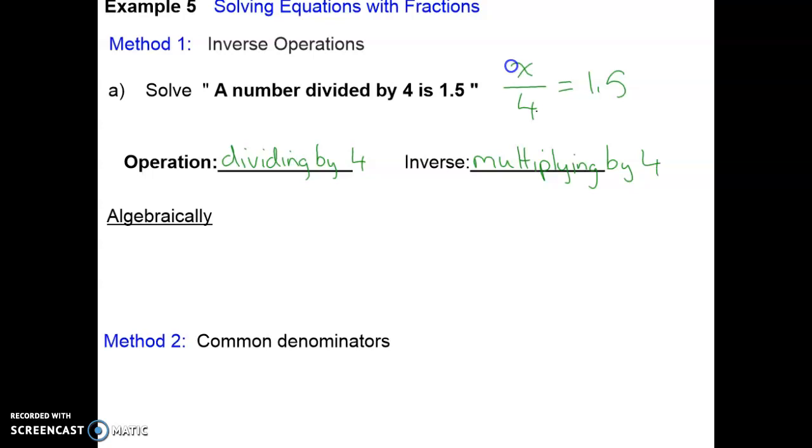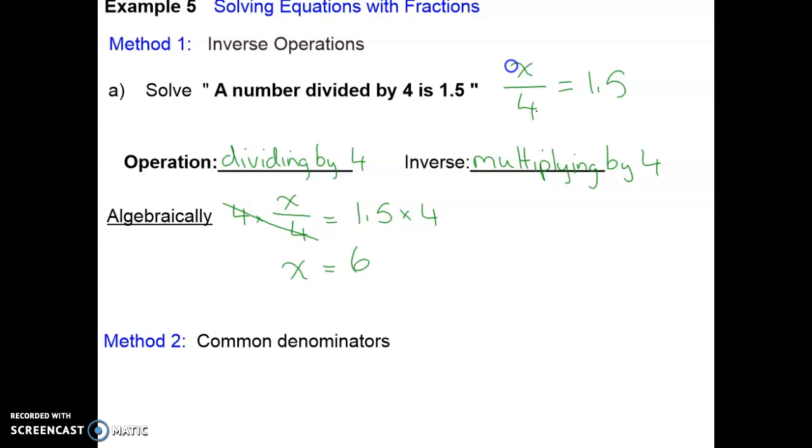So algebraically, if we're going to work this one out, we're going to need to multiply each side of the equation by 4. That cancels, and we're left with our variable x. And 1.5 times 4 is equal to 6.